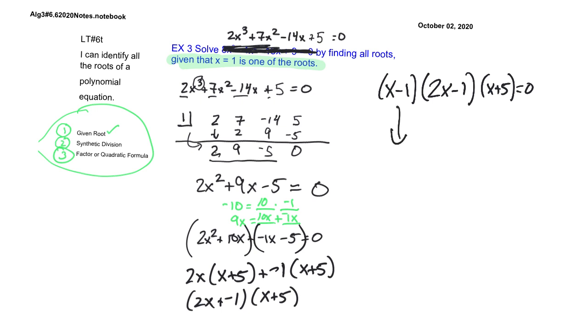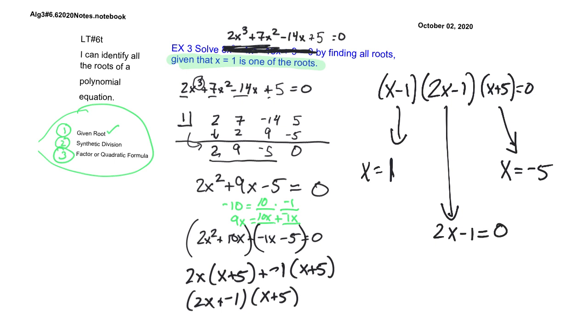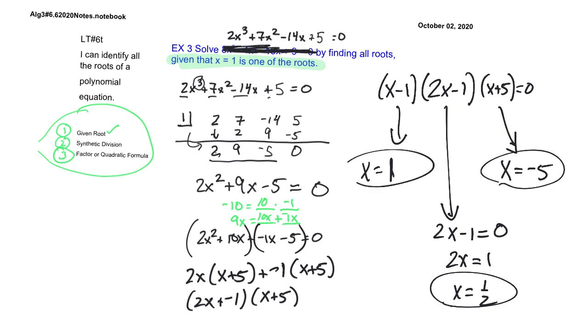So one answer is x equals 1. Another answer is x equals negative 5. And the final answer, 2x minus 1 equals 0. Add 1, divide by 2. x equals 1/2. Those are my 3 answers.